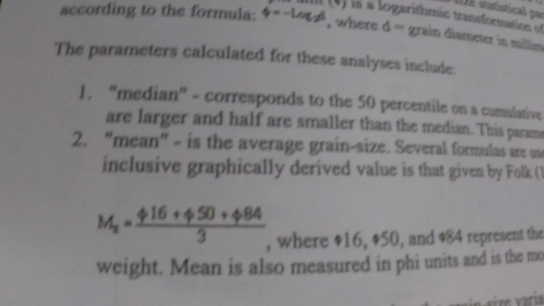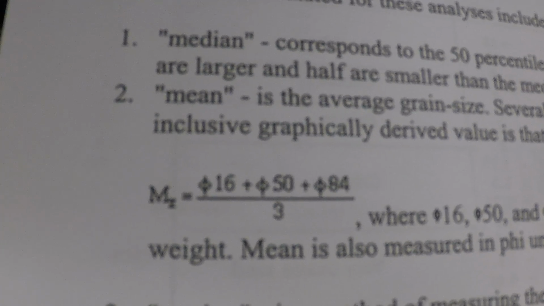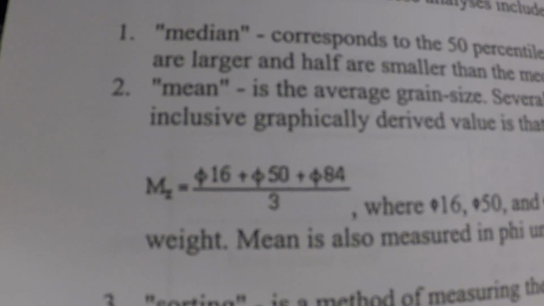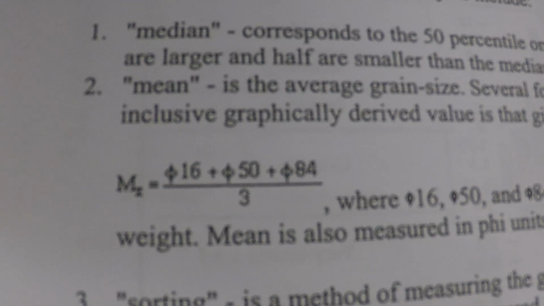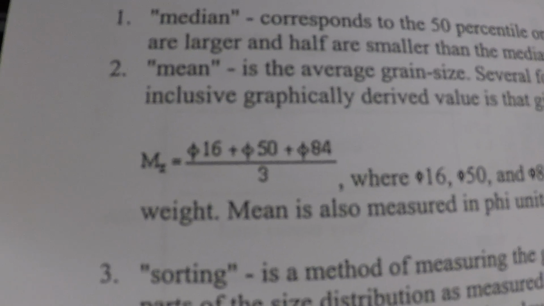And so that's for the mean. Again, the mean grain size is the phi size of 16 plus phi size of 50 percentile plus phi size at 84 percentile, divided by 3.